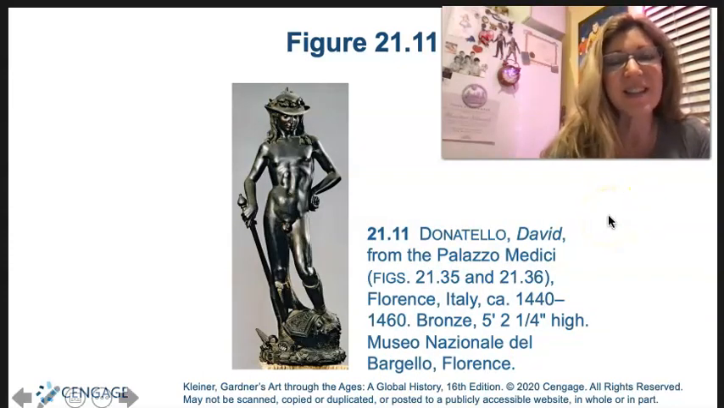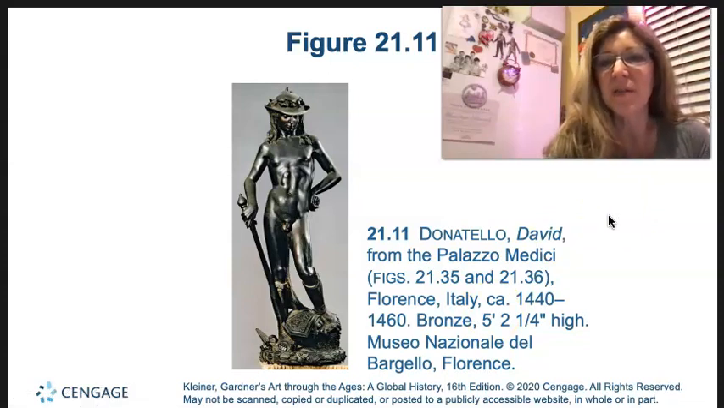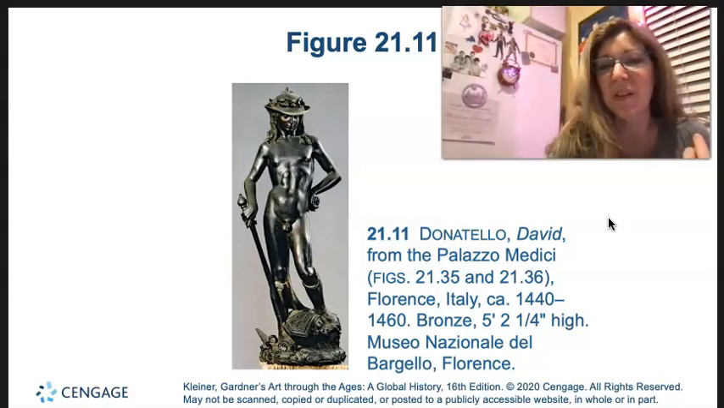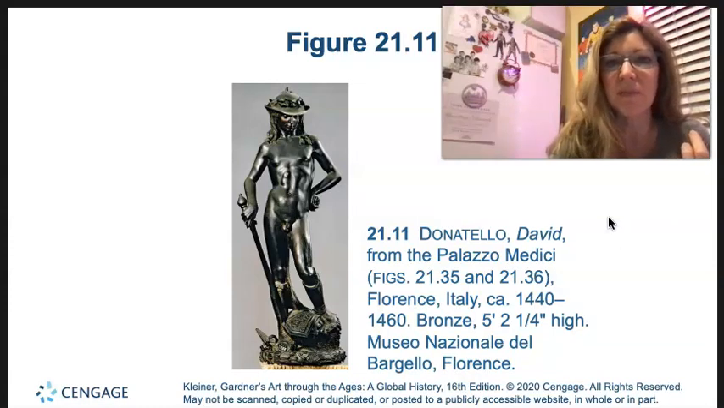Oh, it's like the first crazy artwork that really blew me away. I was so shocked. Okay, so Donatello created the statue of David for the Palazzo Medici. Okay, so the Medicis, however you want to say that. The Medici family is often synonymous with the Renaissance. They were the greatest patrons of the arts in Florence during this time. They had all the money.